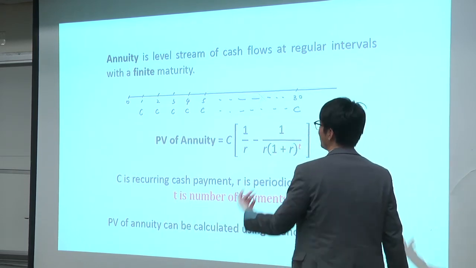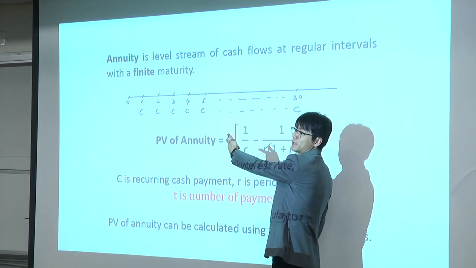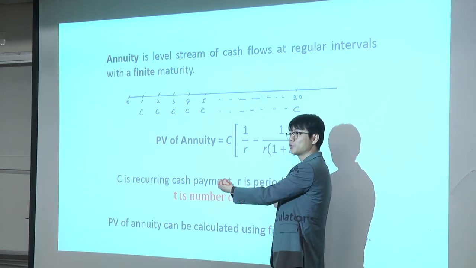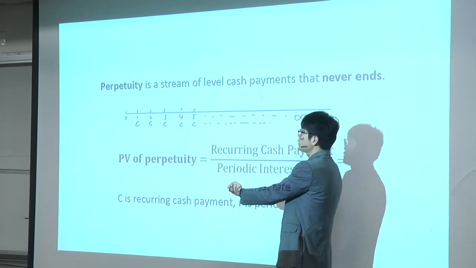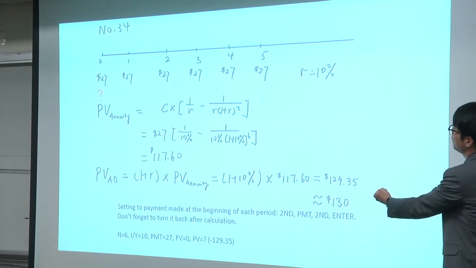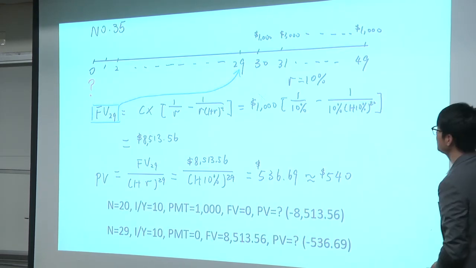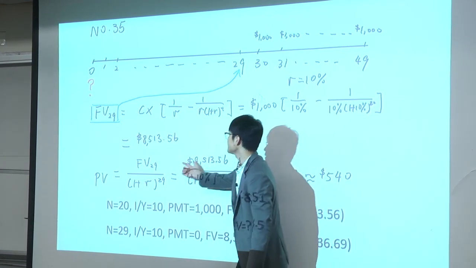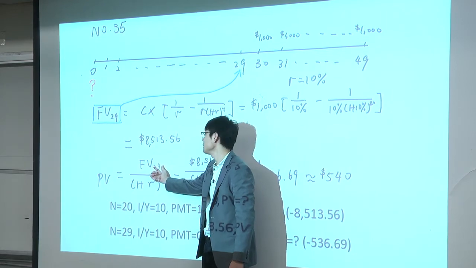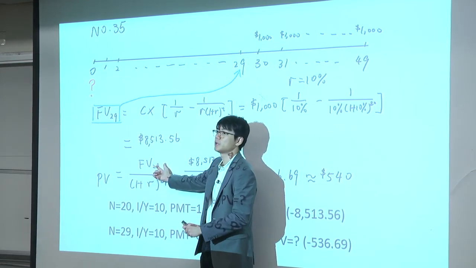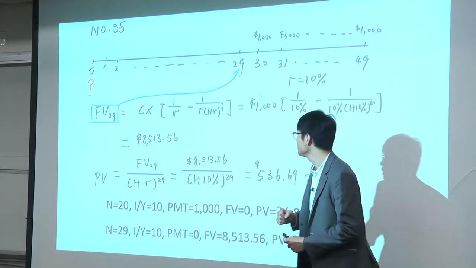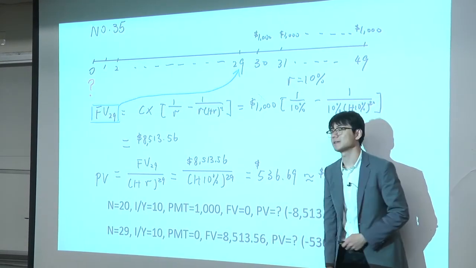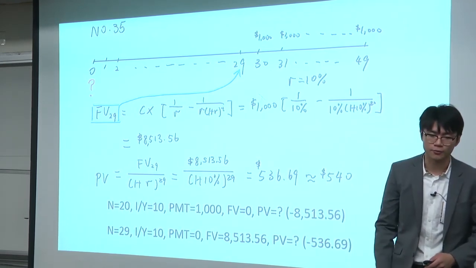You can still use this rule. When does the first payment come? First year. What's 1 year before the first year? 0 is now, right? That rule works as well. So when you're using this equation, this $8,513.56 stands in year 29, not 30, not 0. It's 1 year before the first payment. Then discount it for 29 years, and you will have $536.69, which is around $540.